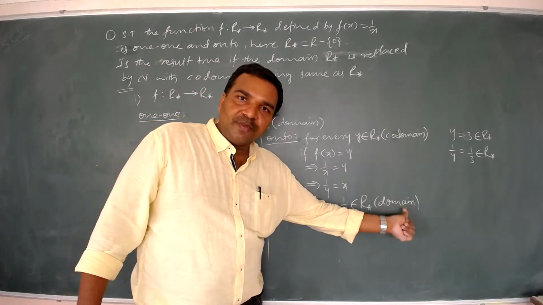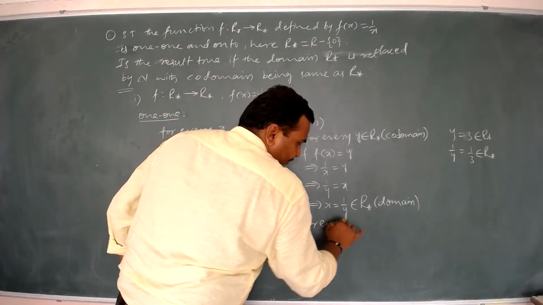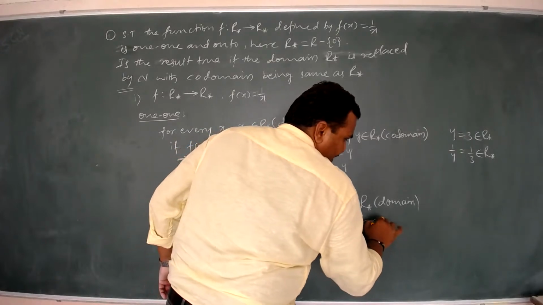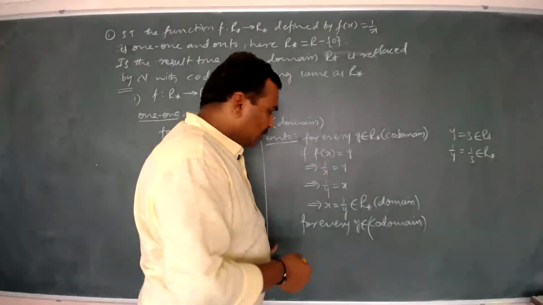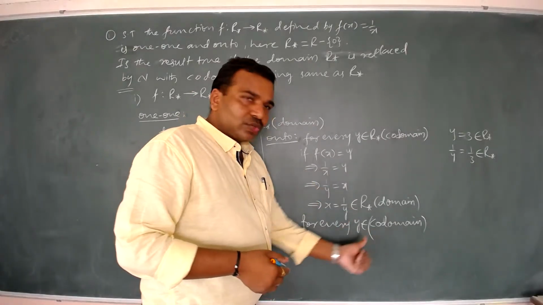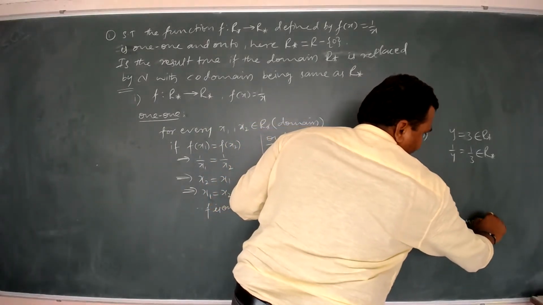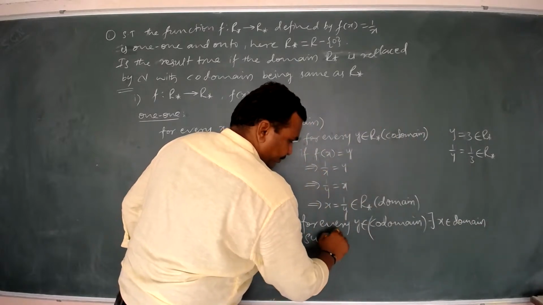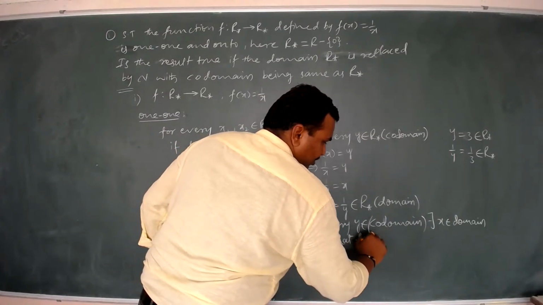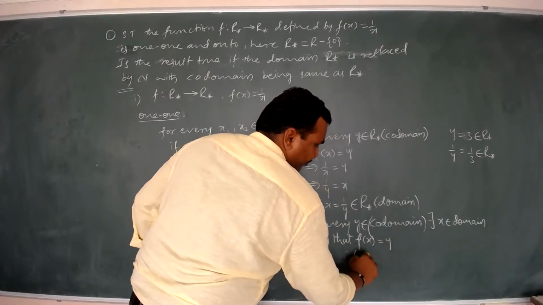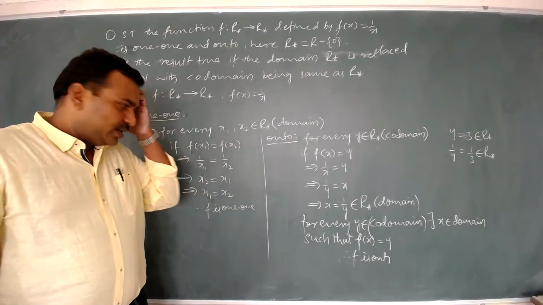It is also there in domain. That's why we can conclude that for every y belongs to codomain. I'm trying to write the definition of onto now. So using this, for every y belongs to codomain, there exists x belongs to domain such that f of x equal to y. Therefore, f is onto. So f is both 1-1 and onto. Okay, it is clear now.